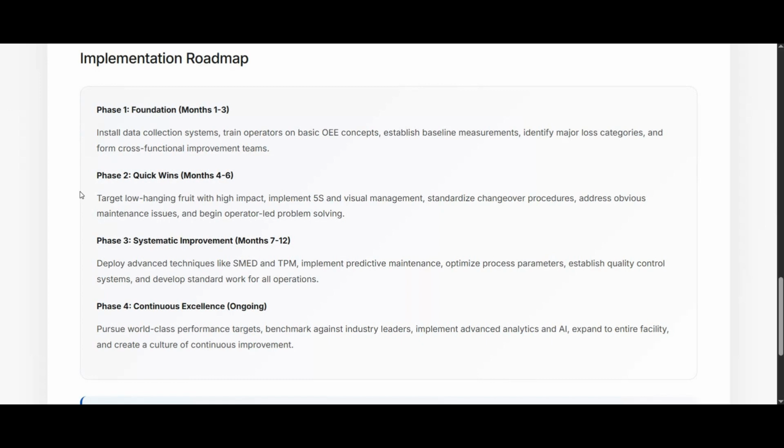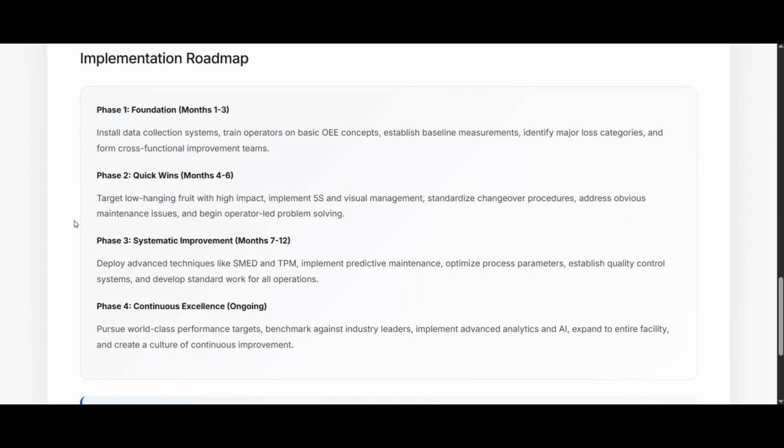Okay, phase 2 covering months 4 to 6 is about achieving quick wins. Here is where you go after the low-hanging fruit that delivers visible results fast. You roll out 5S and visual management to clean up and stabilize operations. You standardize changeover procedures and tackle obvious maintenance problems. So the idea is to build momentum, show people that improvement is possible, boost engagement, and start embedding problem-solving habits among operators.